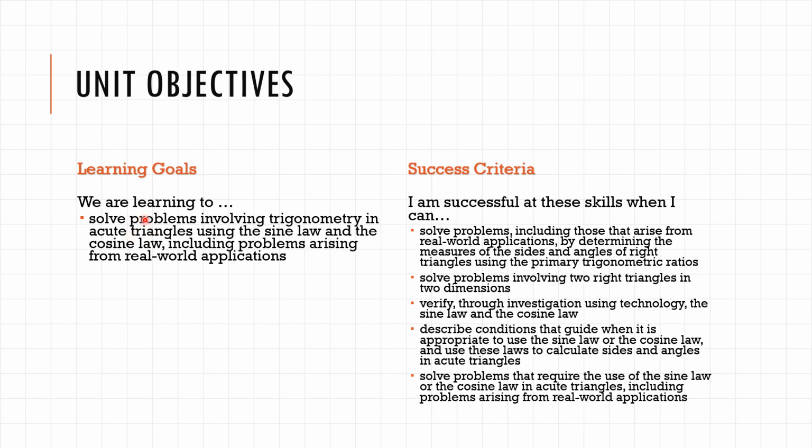And we're going to solve those problems using two separate laws. One is called the sine law and one is called the cosine law. And we'll see that in the real world, we come into situations all the time where we can see acute triangles, and knowing how to use these two laws will help us solve all of those problems.